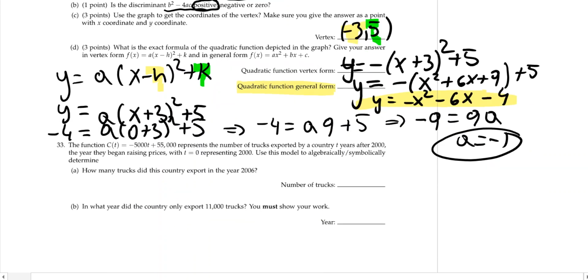Okay, next. The function c of t represents the number of trucks exported t years after 2000. Use this model to algebraically determine how many trucks the country exported in the year 2006. In the year 2006, I just plug in t equals 6. So this is going to be c of 6, and you get that this is -5,000 times 6 plus 55,000.